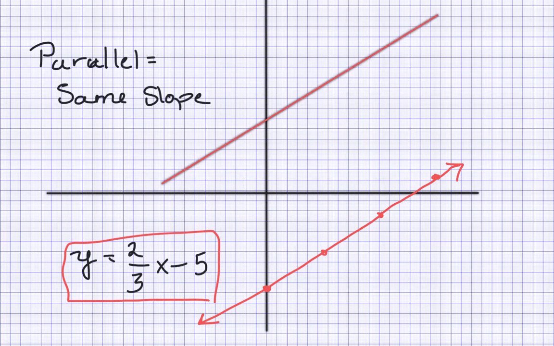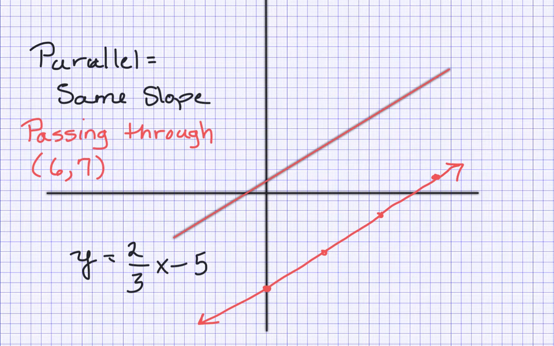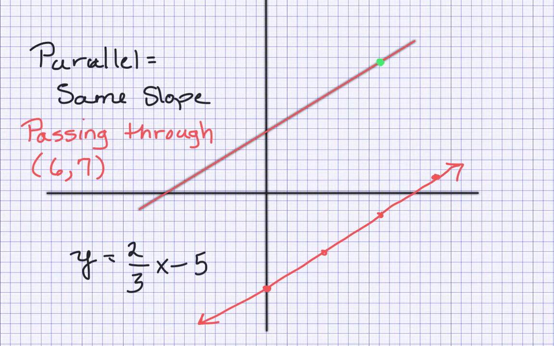So if I asked you randomly, find me the equation of a line that's parallel to 2/3 x minus 5, you could say y equals 2/3 x plus or minus anything, and that would be parallel. If I asked you more specifically, find me the equation of the line parallel to 2/3 x minus 5 that passes through the point 6, 7, there's only one specific line that passes through that point and is parallel to it. So here's the point 6, 7, and the only line that passes through that point and is parallel to y equals 2/3 x minus 5 is this line.